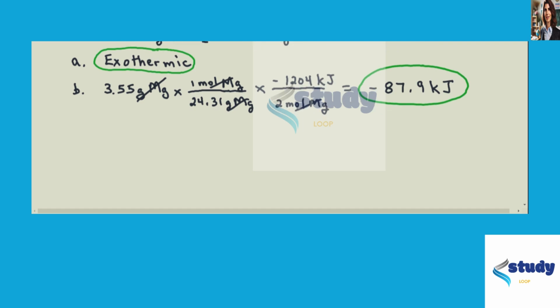Part C is basically going to be the same thing, only in reverse, because now we are starting with the enthalpy change. And we want to know how many grams of MgO are produced when we see this enthalpy change. So the enthalpy change is negative 234 kilojoules. Looking at the information we're given in this problem, we know that an enthalpy change of negative 1,204 kilojoules is what we will get when 2 moles of MgO are produced.